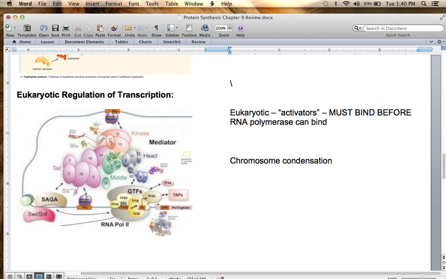An example of chromosome condensation is X inactivation, which we've discussed before, how females have two X chromosomes, but only one of those is active at any given time, or only parts of one. The chromosome condensation is basically keeping the other X so condensed that it's not used to do transcription and translation.